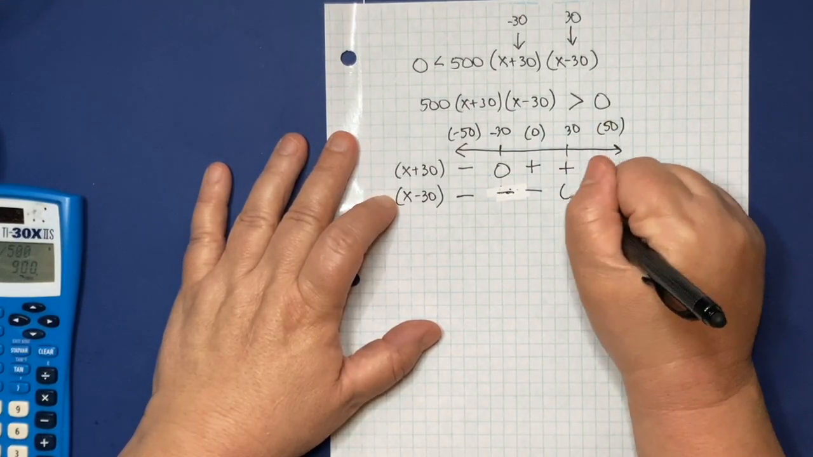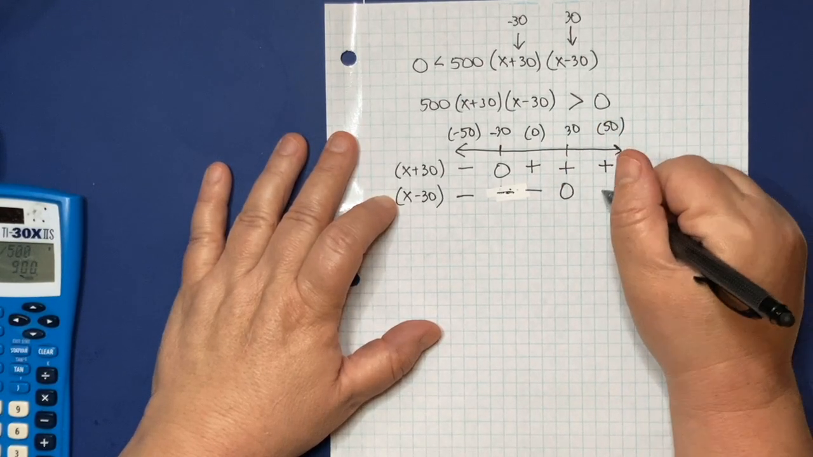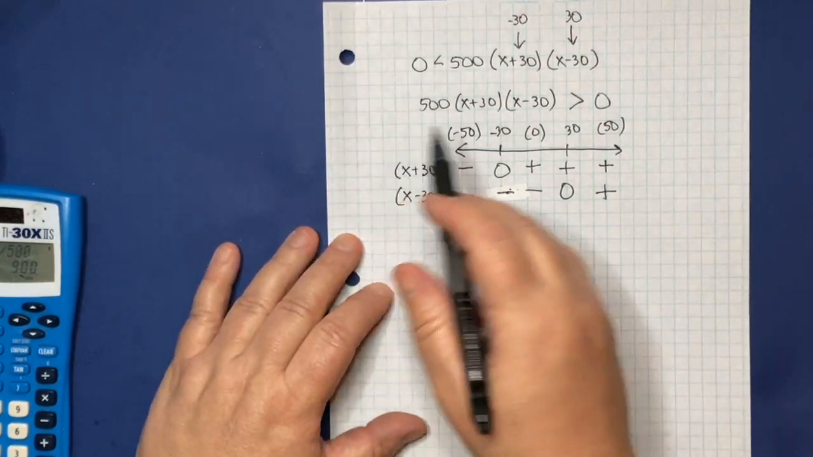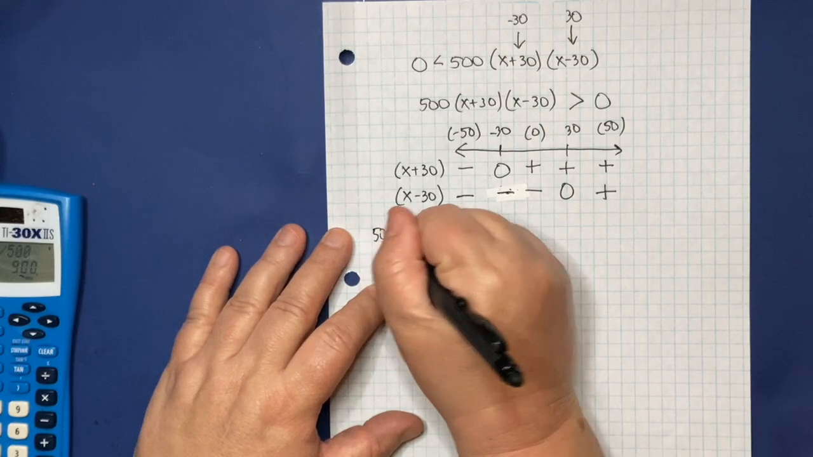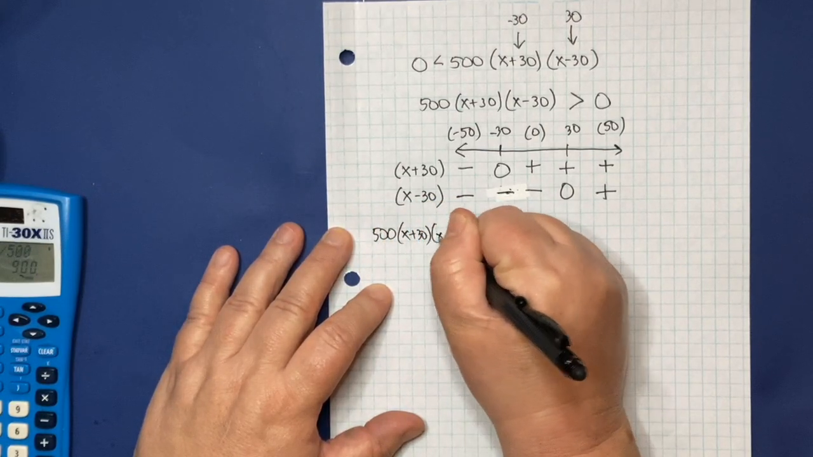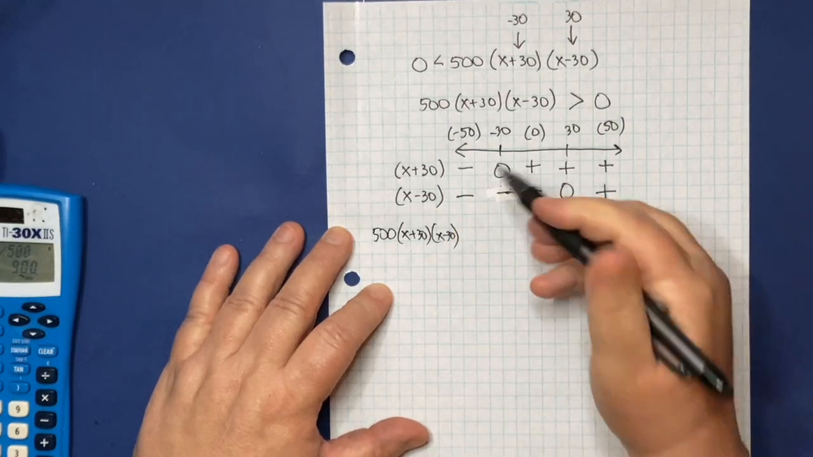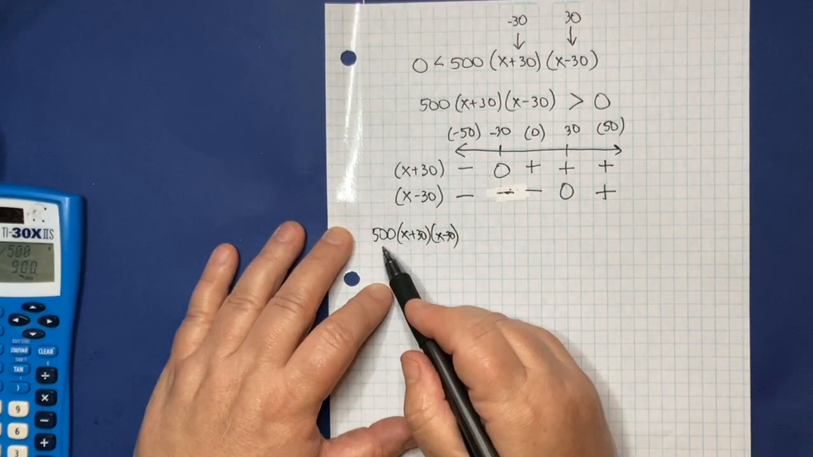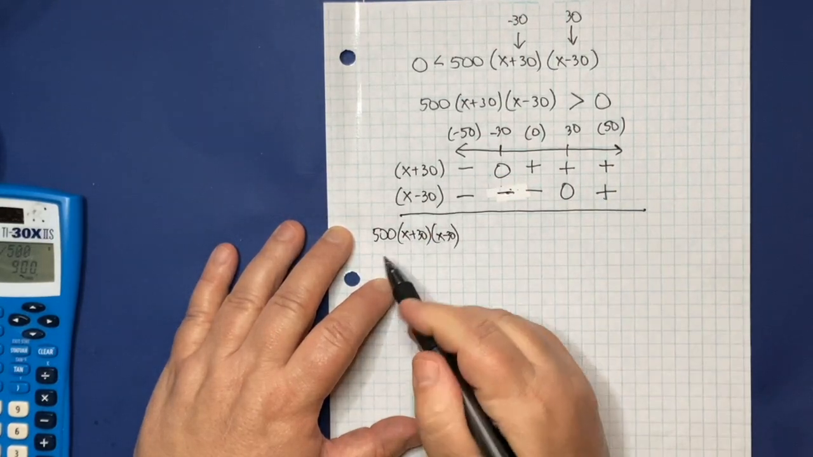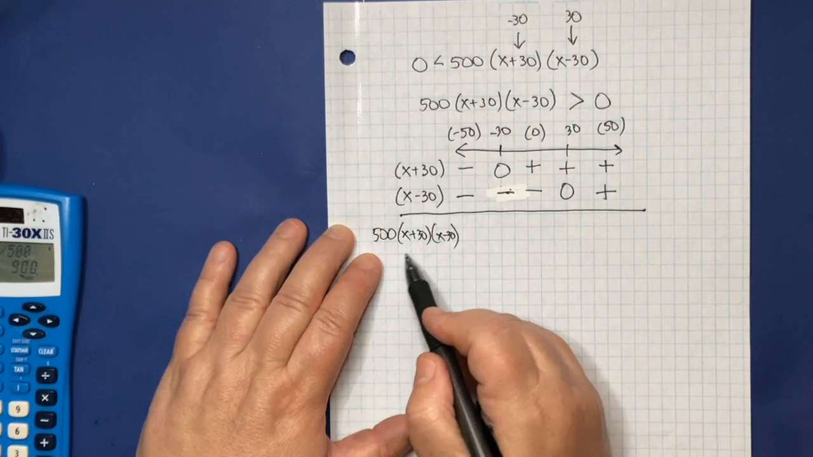30 minus 30, that's 0. 50 minus 30, that's positive. Okay, let's look at the whole expression. The whole expression is 500 times (x plus 30) times (x minus 30). So the 500, by the way, is positive, so we don't have to worry about that separately. It's going to preserve whatever the sign is.